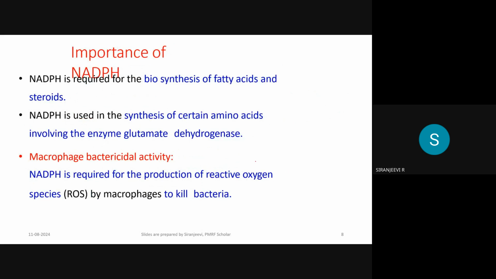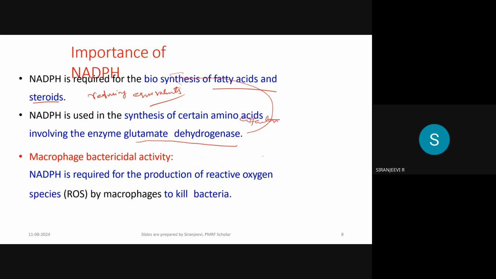The second one is the importance of NADPH. NADPH is required for the biosynthesis of fatty acids and other steroids. It will be used as reducing equivalents. And NADPH is used in the synthesis of certain amino acids involving the enzyme glutamate dehydrogenase. There also NADPH will act as a cofactor.